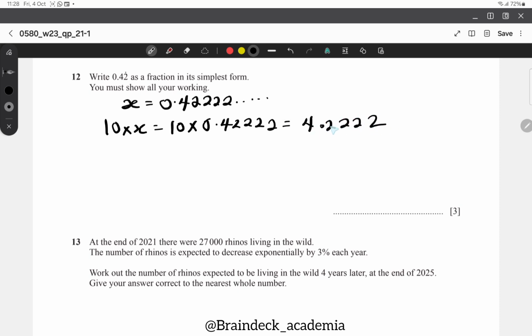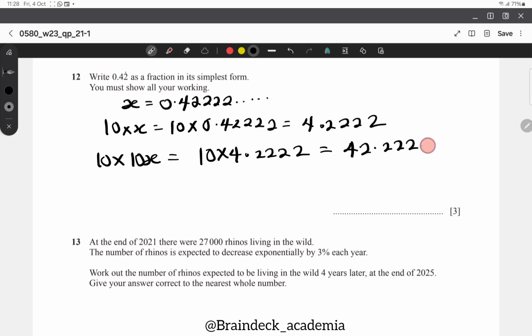This will give me 4.222. Now this row and this row do not have similar decimals. I have 4.2222 here, I have 0.2222 here. The decimals are not the same. So I'll multiply again by 10. So that will be 10 times 10x. In this case, this side will be 10 times 4.2222. Now this will give me 42.222. Now if you look at this row and this row, you see that this row has a similar decimal to this row. We have .2222 here and we have .2222 here.